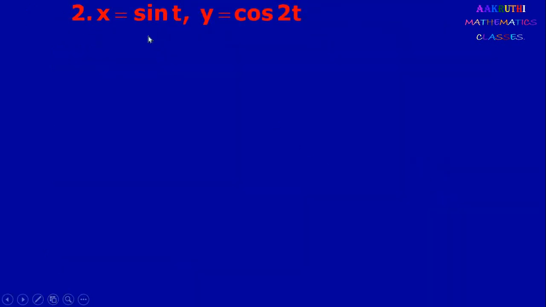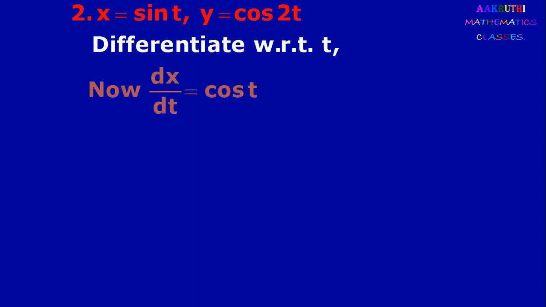Next question, x equal to sin t and y equal to cos 2t. Here again x and y are expressed in terms of another variable t. So therefore t is the parameter. So you have to differentiate with respect to t. Now find dx by dt and dy by dt. So now dx by dt, sin t differentiation is cos t.